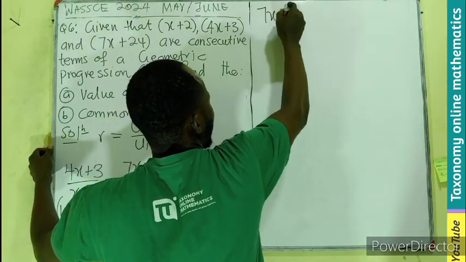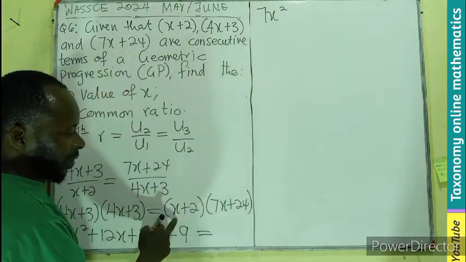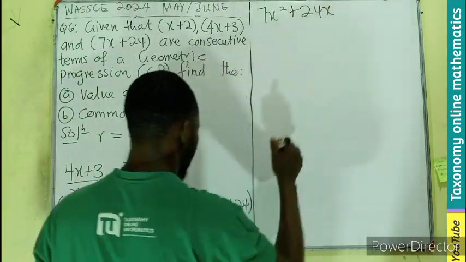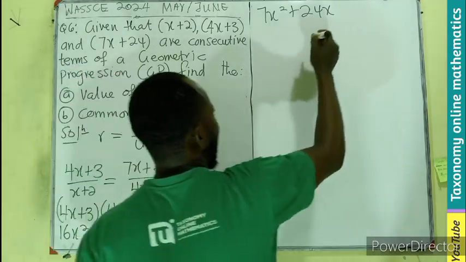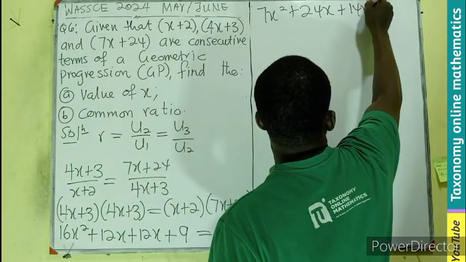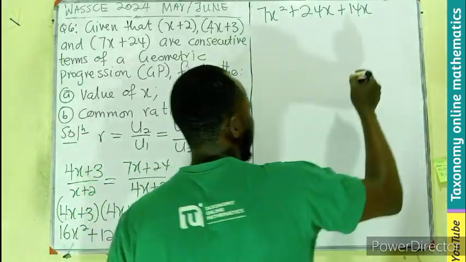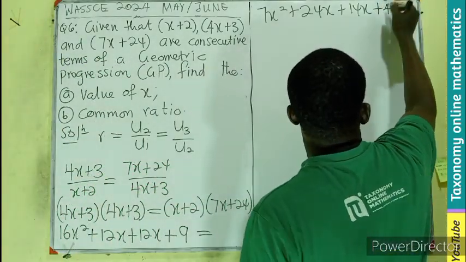And this will be equal to, expanding the right, x times 7x, which is 7x squared. x times 24 will be 24x. Then 2 times 7x will be 14x. Then finally 2 times 24 will give us 48.